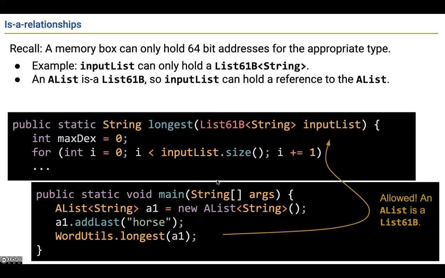Somehow these types don't seem like they match. Doesn't Java complain? How is Java OK with this being an address of, or a reference to, a List61B, but this memory box, the bits that I'm copying in, are a reference to an AList? So why is that OK? Well, the little syntactic trick that makes this work is that if I declare a variable saying inputList is of type List61B, this memory box can hold a reference to any type of List61B. So it can hold a reference to an AList. It can hold a reference to an SLList. That's OK because an AList is a List61B.